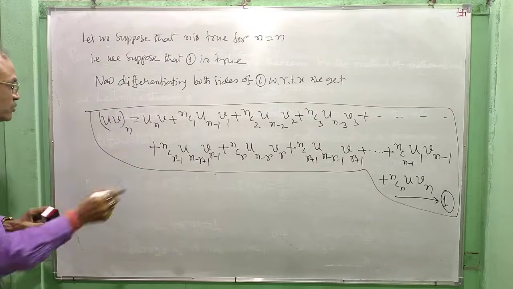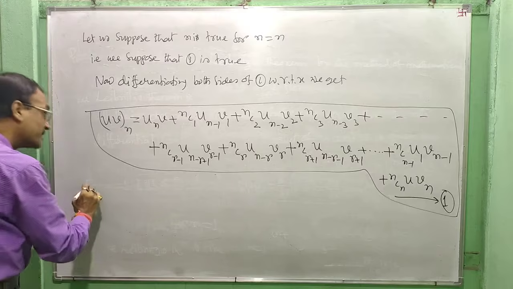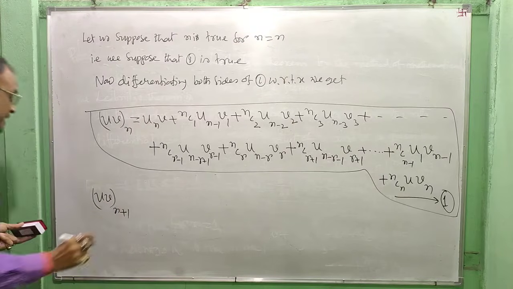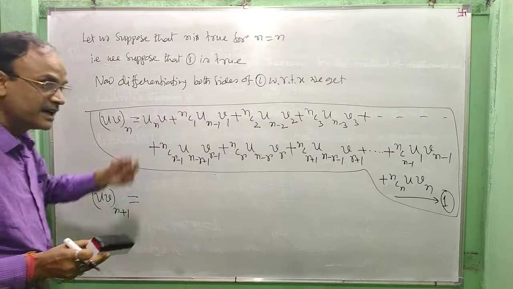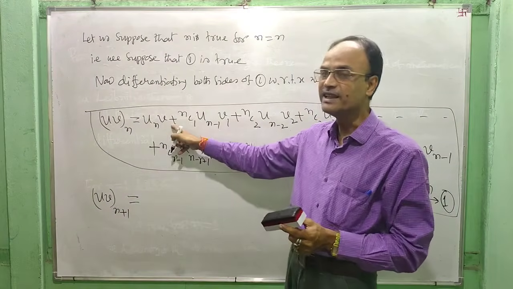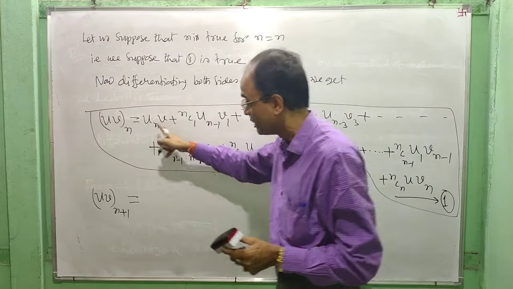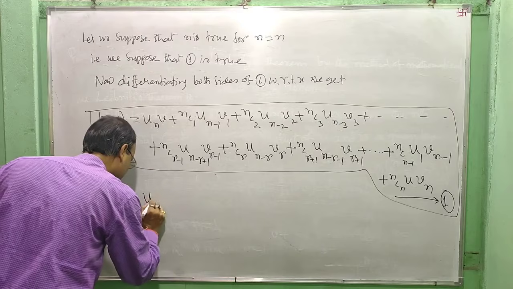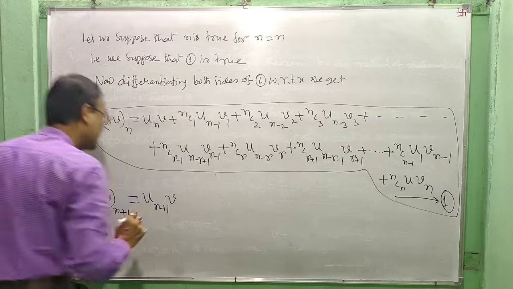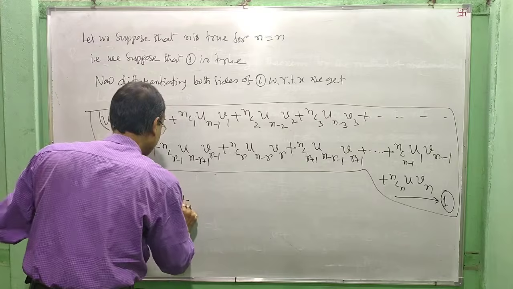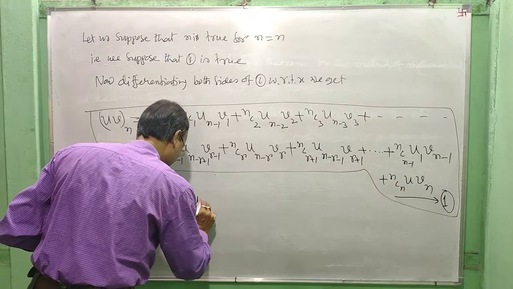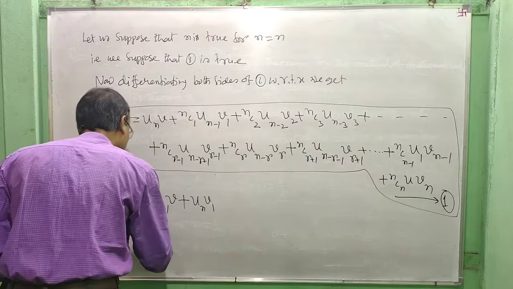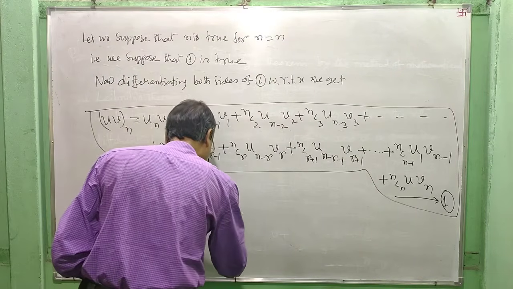Differentiating (1) with respect to x, we get (uv)^(n+1). This is the product function: u and v is the product function. First, differentiate the first function: u^(n+1) v plus u^n v1. We can write like this for the first term. First term is this plus nC1.